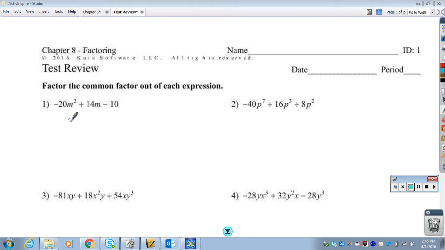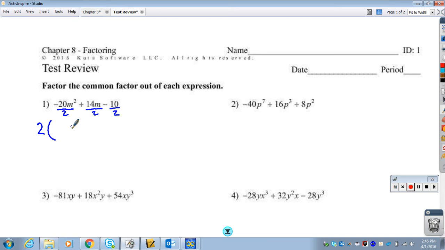Okay, so these first problems, we're factoring the common factor out of each expression. So we're looking for the greatest common factor. So I'm looking for something I can divide all of these by. Negative 20, 14, and 10 can all be divided by 2. And then they don't all have a variable in common. So 2 is the only common factor. So I'm going to divide everything by 2.